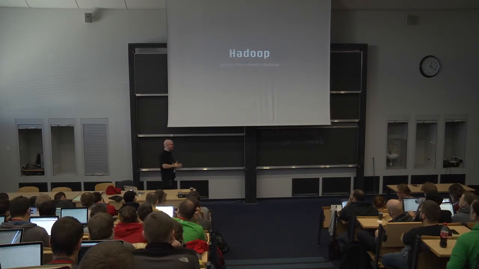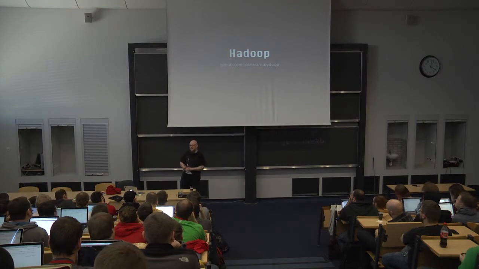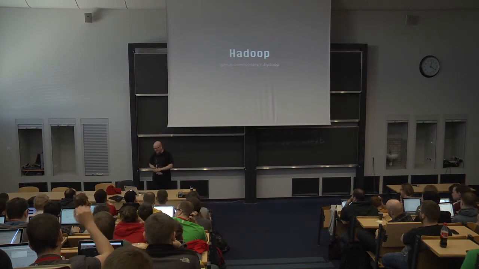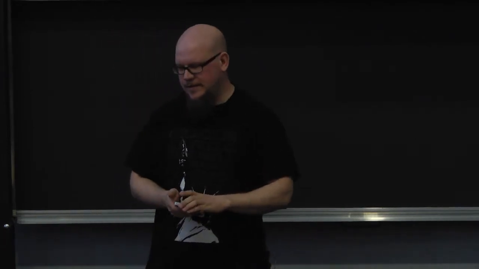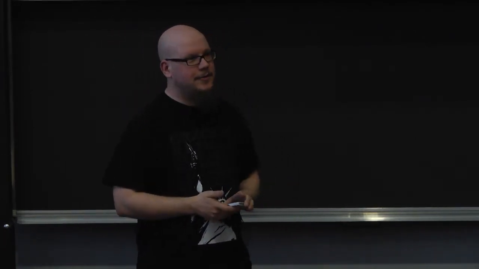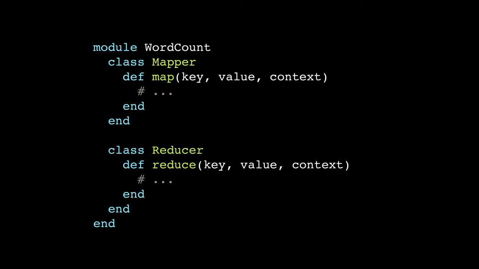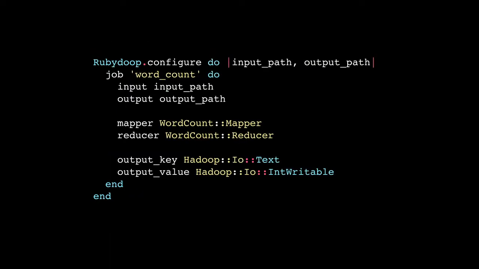And lastly, the holy grail of big data processing is Hadoop. How many have heard of Hadoop? All right, that's better. My colleague Theo wrote a gem called RubyDoop, which is also a very nice abstraction for writing Hadoop jobs in JRuby. You implement a mapper and a reducer, and you just implement the method map or reduce, and then you set up a job, you specify the input and the output, and then you can pretty much run it.